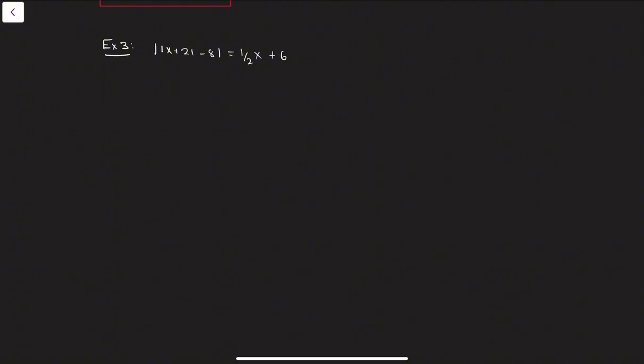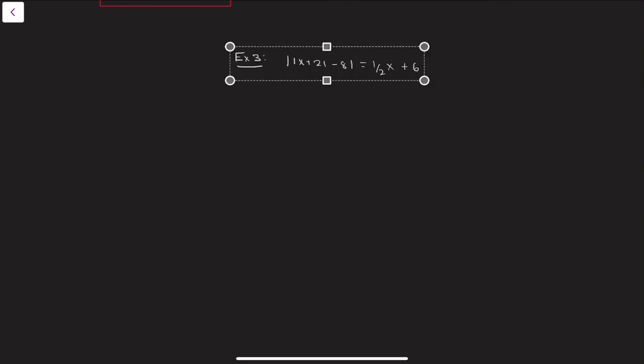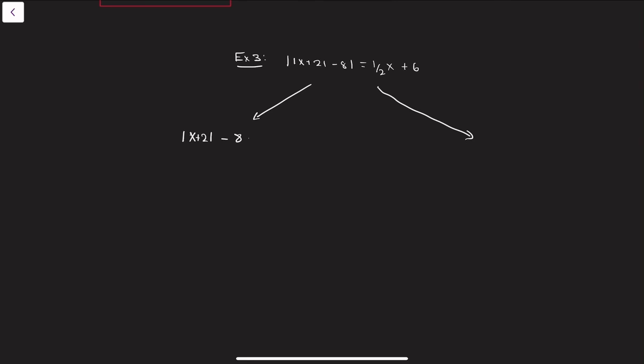So recall, we said that the absolute value has two cases. So for the first one, let's split this up, and I'm going to move this to the middle, not change the size, just to give me a bit more room to work with. So we'll have this side be the positive case for the outer absolute value. So that would be the absolute value of x plus 2 minus 8 is equal to 1/2 x plus 6.